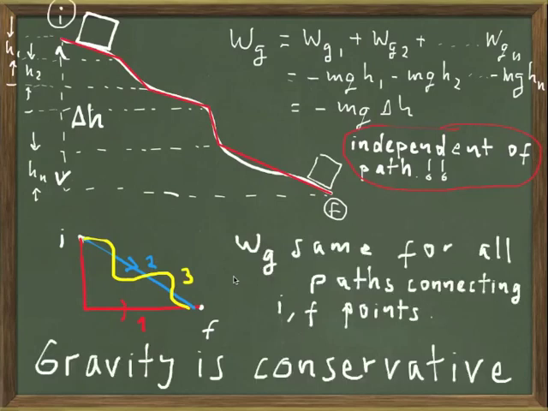So when the work done by a force, in this case gravity, is independent of the path that you follow, then you call that force a conservative force. The conservative part means that this force is going to conserve energy. Conservative forces conserve energy.